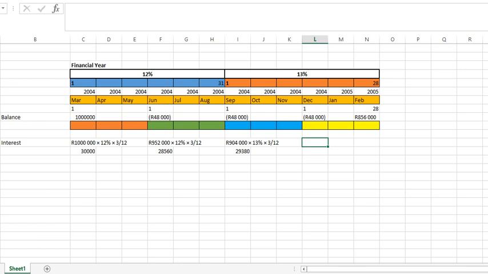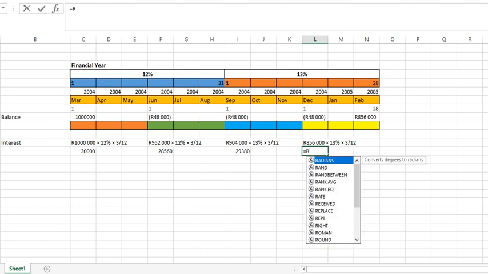Okay, and finally, if we look at the final 3 months, what will our balance be? Our balance is going to be the 904,000 Rand from the 1st of September, less this 48,000 Rand which we paid off. So it's now 856,000 Rand. And on that we will have to pay interest at a rate of 13% for 3 out of 12 months.